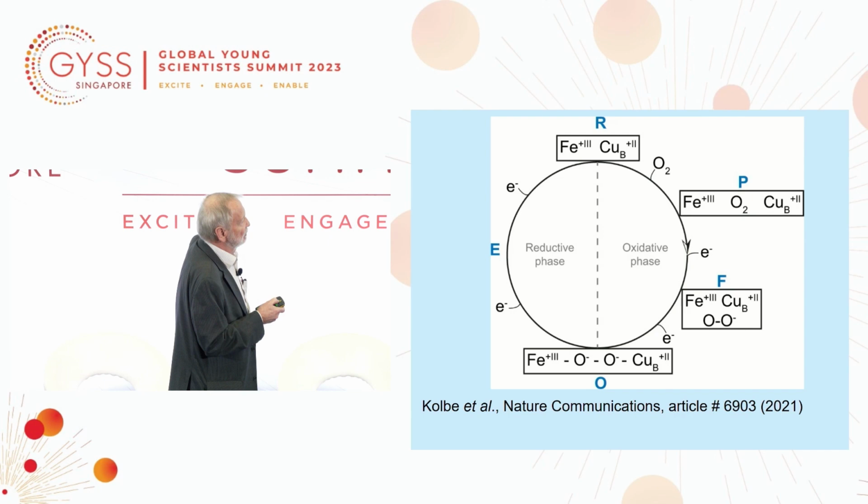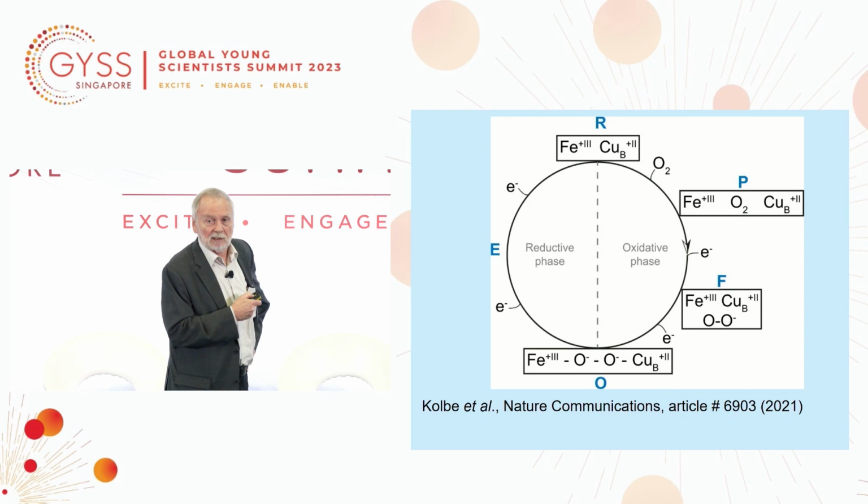Then you put on a second electron, you get a peroxide bridge, and then we have to go to the E state. That is, I think, the most dangerous step, because when you put an electron onto peroxide, you get an OH minus radical, and you have to prevent it somehow. And we have to think how this is prevented.